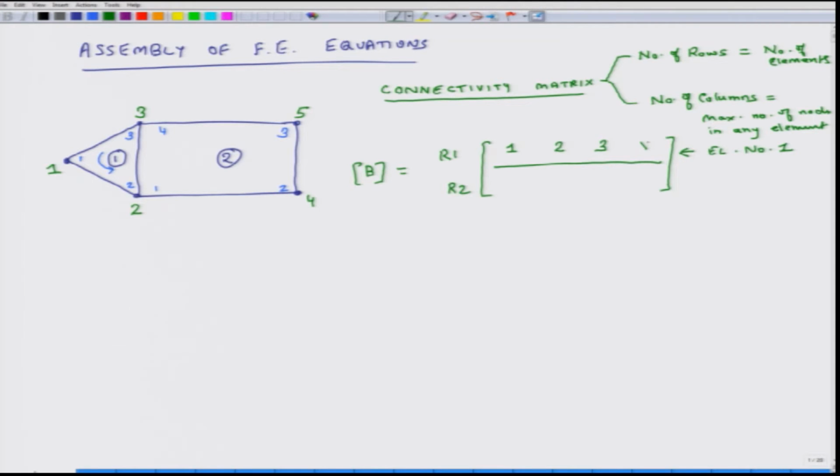So, the fourth entry in row 1 is empty. So, I have just put it in X. Now, look at the second row. The second row corresponds to element number 2. Here the first local node is number 1 and the corresponding global node is 2. So, we write down 2.